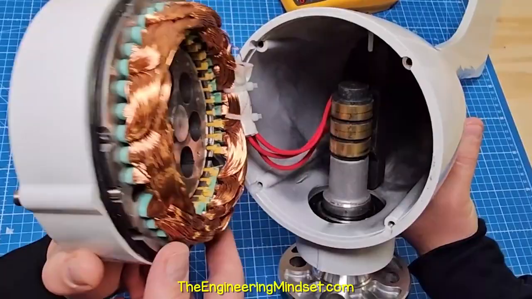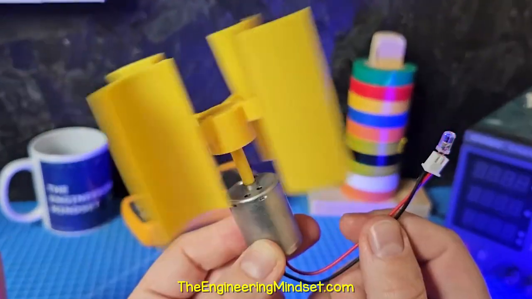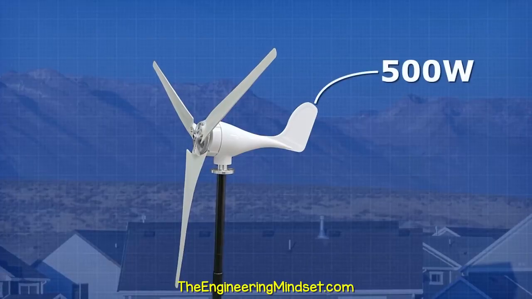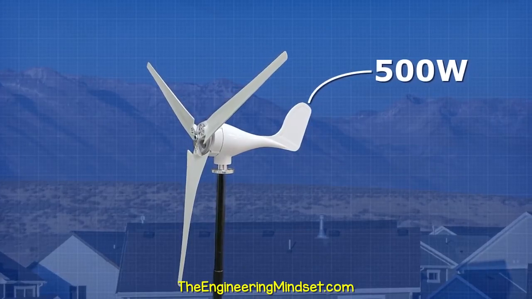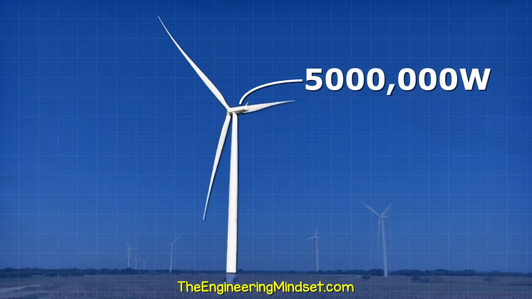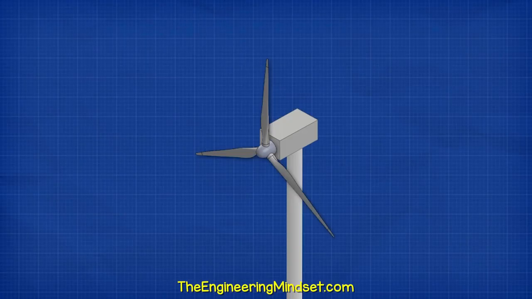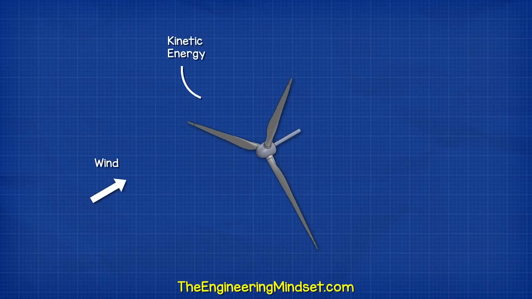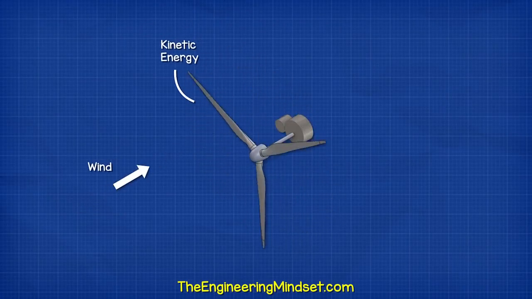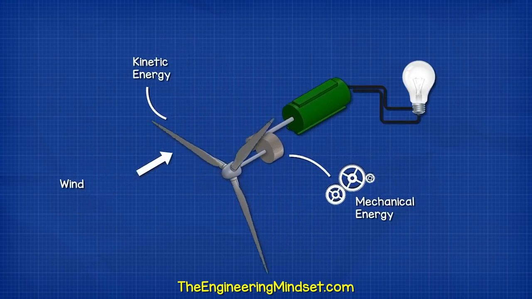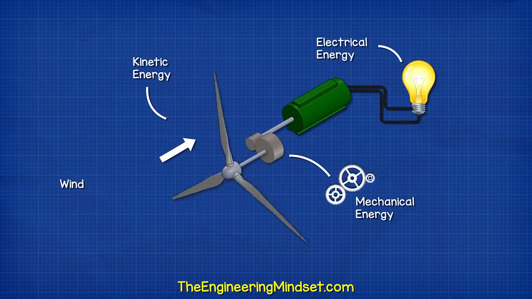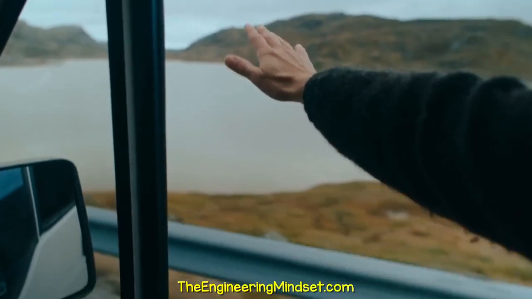Let's find out. This basic wind turbine can power a small LED. This larger one can power a small home. But these mega turbines can power entire towns. A wind turbine simply converts the kinetic energy of the wind into mechanical energy, and that is converted into electrical energy. We can feel the energy of the wind on our hand.